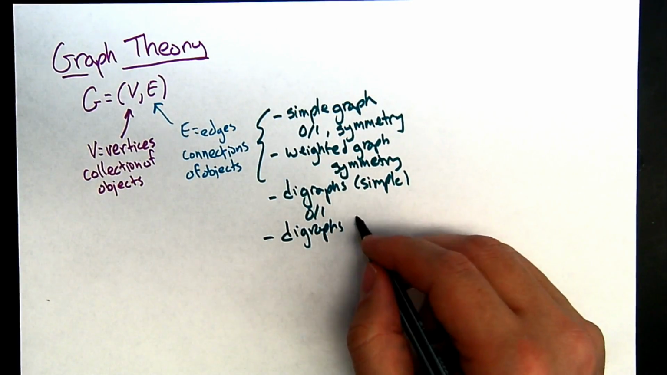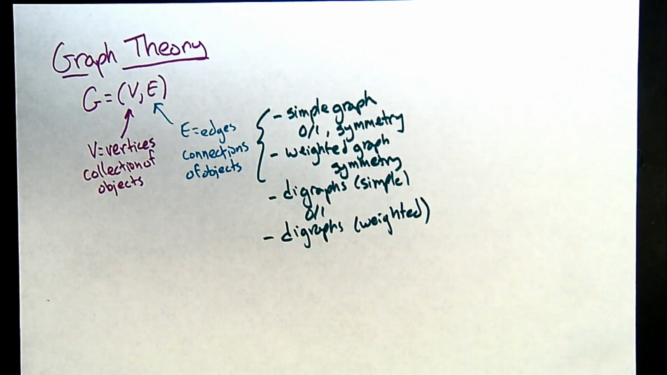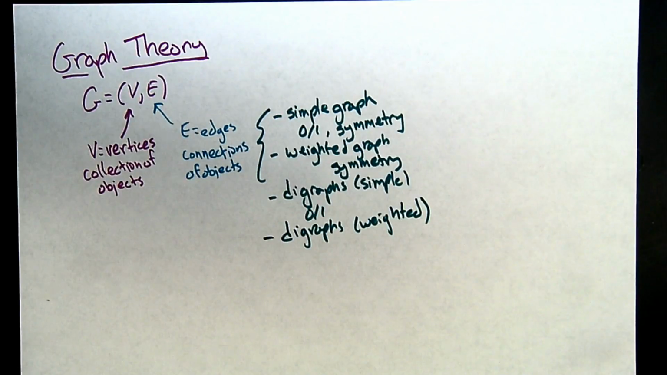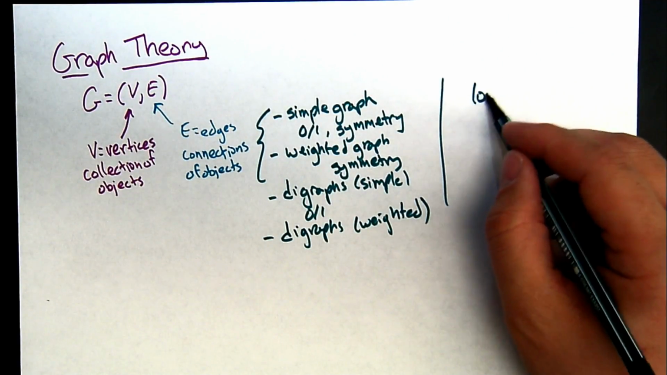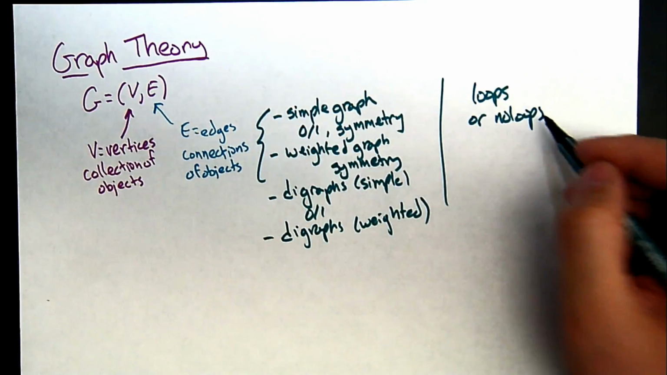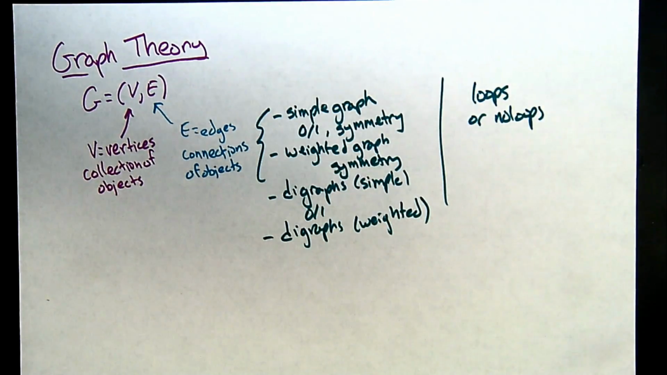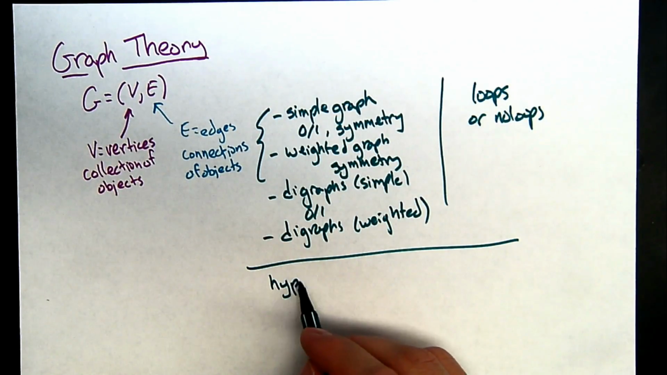Okay. You can also have weighted digraphs, in which case basically all bets are off. You don't need symmetry. Weights can be arbitrary, and so forth and so on. You can also, of course, to all of these, there's a question of whether or not you allow loops or no loops, which gets into a whole other discussion.